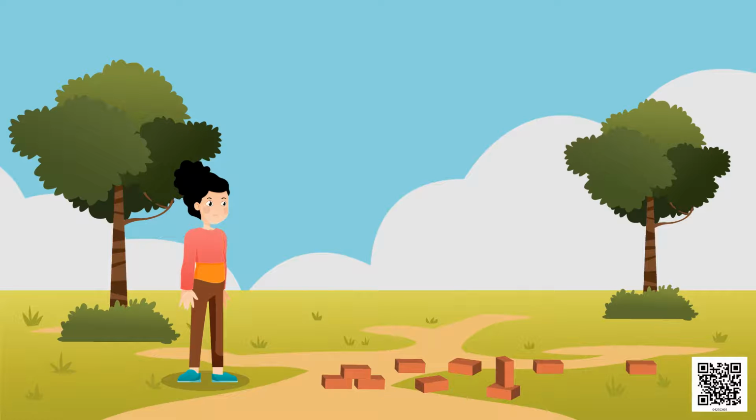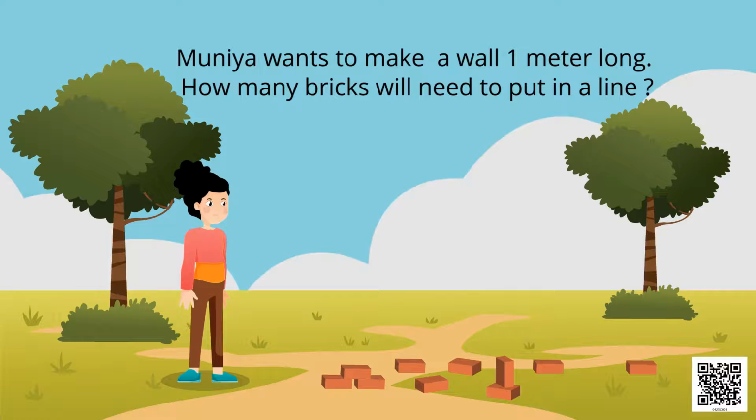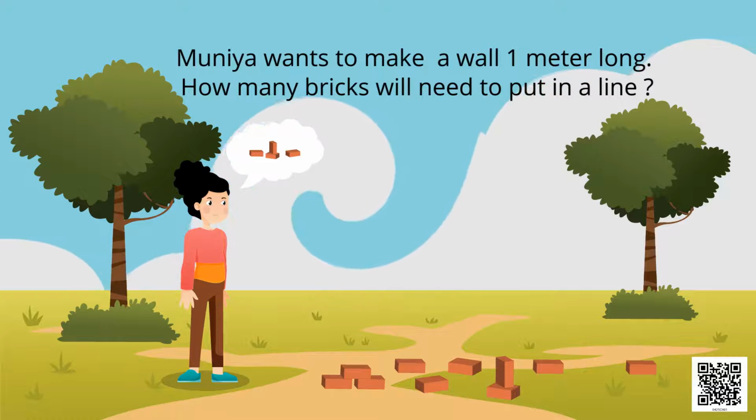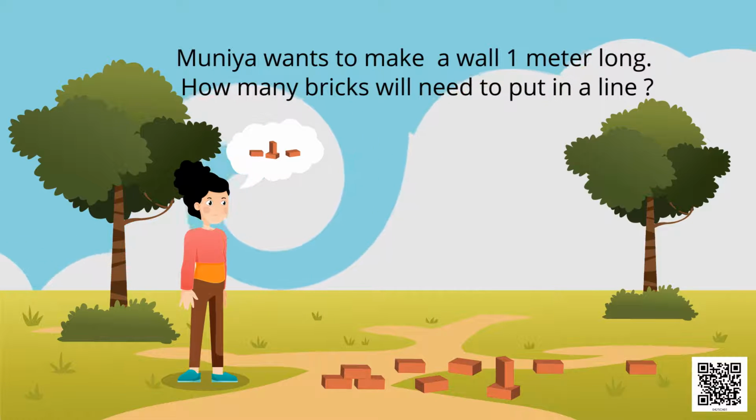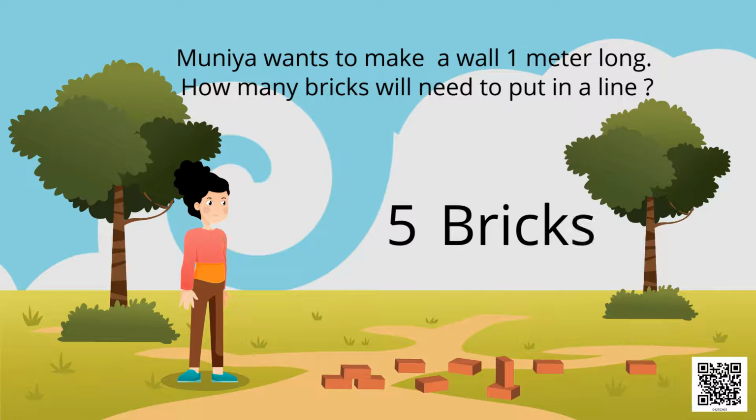Next, Munia wants to make a wall 1 meter long. How many bricks will she need to put in a line? Yes, try and solve it. Try. Very good. She will require 5 bricks. Now, let's read further.